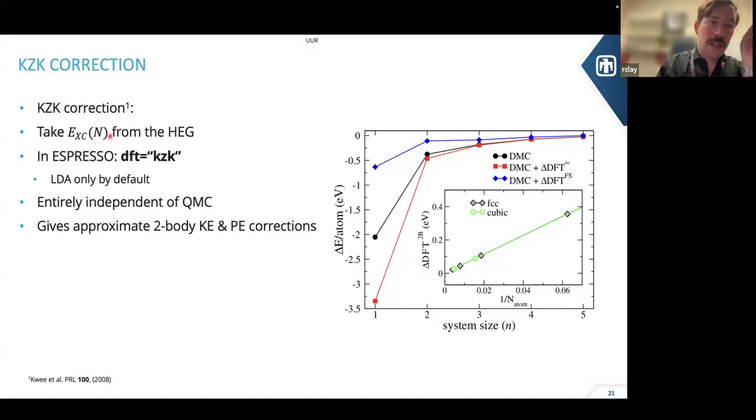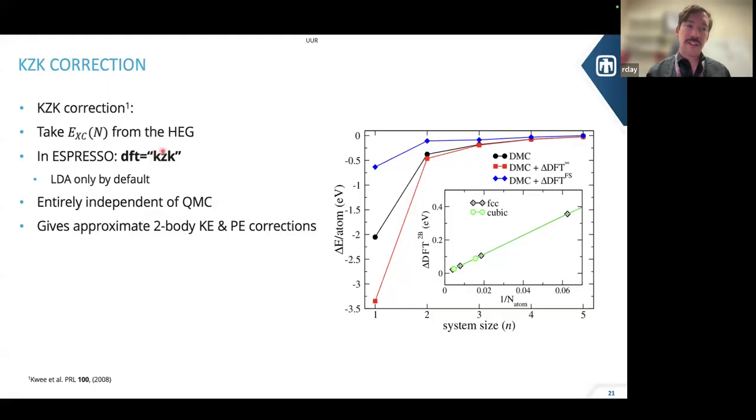So what Kwee, Zhang, and Krakauer did was keep the size dependence of the homogeneous electron gas exchange correlation energy. They did not extrapolate it to the thermodynamic limit, so that if you're running a finite system size, you can see where your correlation energy and your exchange energy are relative to what we would expect in the thermodynamic limit. And so this is actually a fine thing to do. And it's a lot better than nothing.